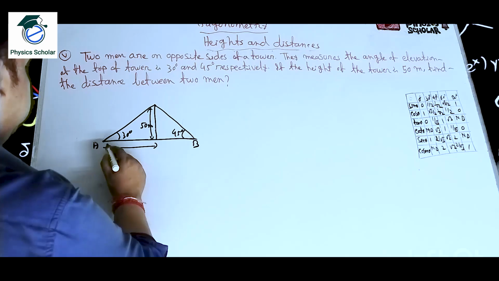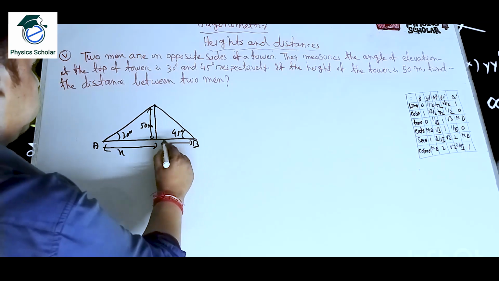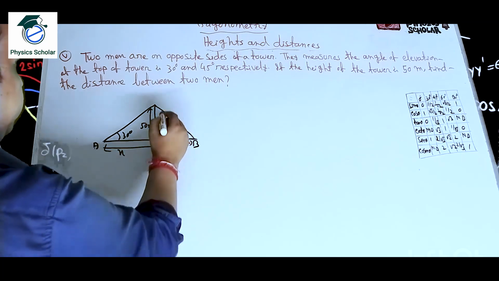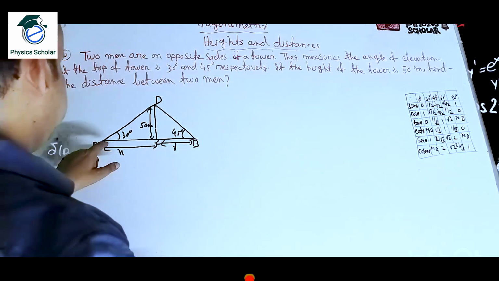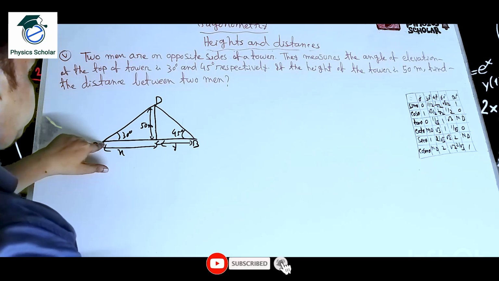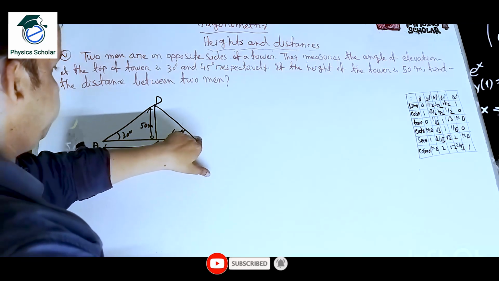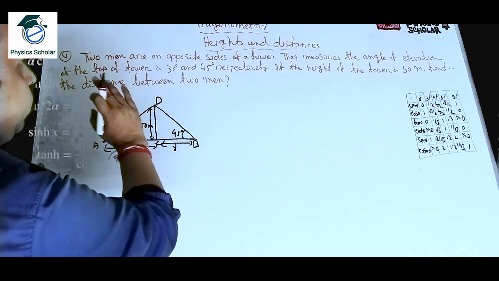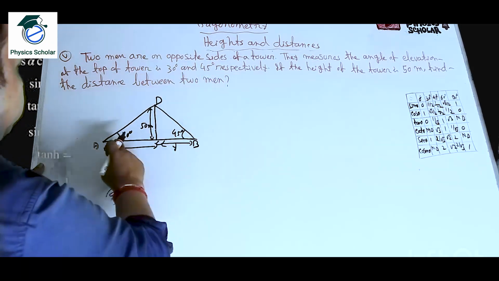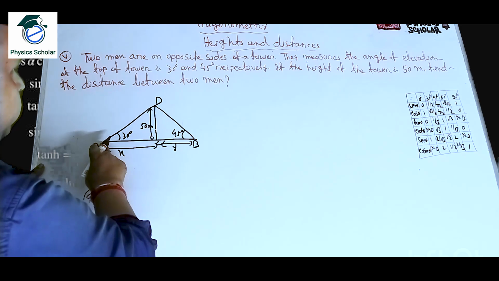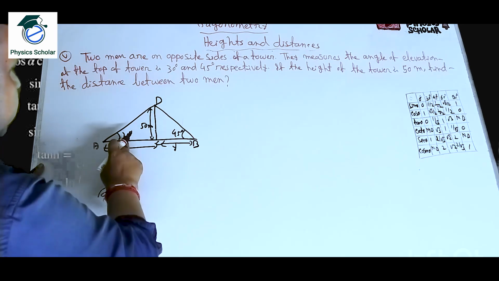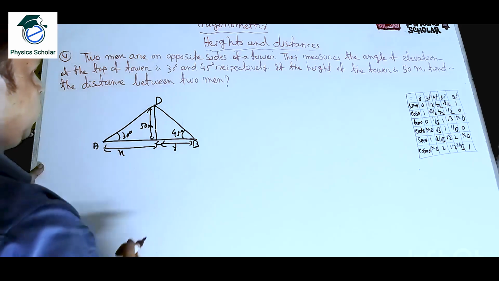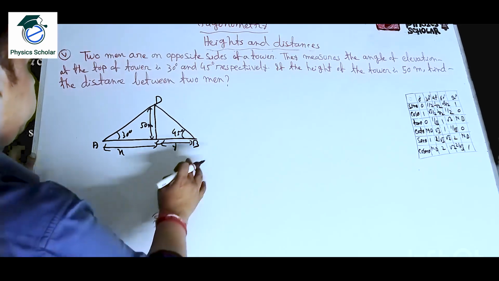Clear? So suppose it is x and suppose it is y. So the distance between the two men will be x and y. Suppose it is C, it is D. So one man is at point A, another man is at point B, and in between a point C is there where the tower is situated. Now the height of the tower is 50 meter, and this man is looking at the top of the tower at an angle of elevation 30 degree, and this man is looking at the top of the tower at an angle of elevation 45 degree. Clear? We have to find out the distance between them.